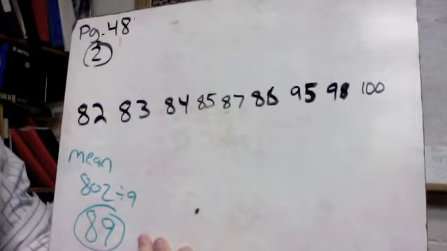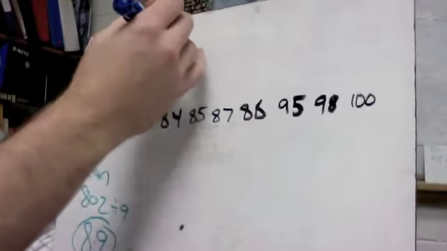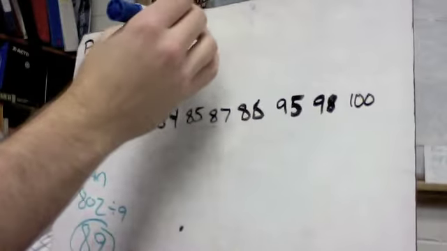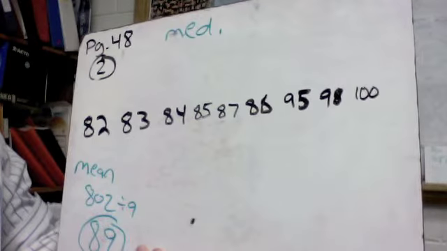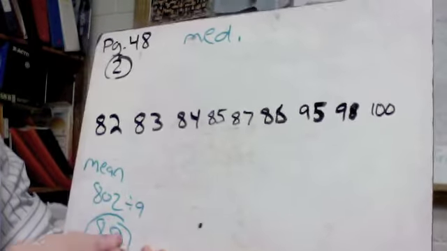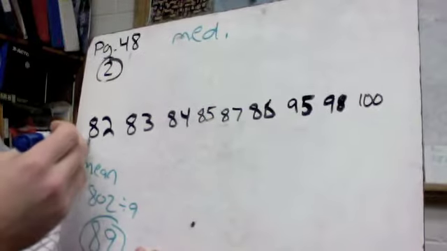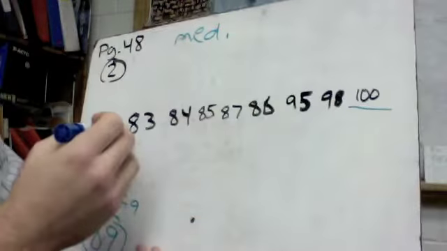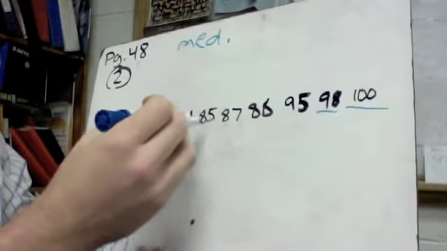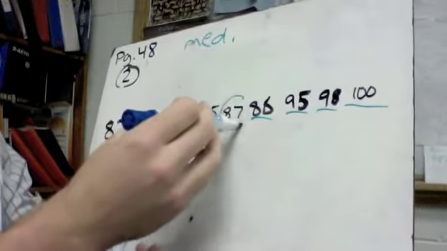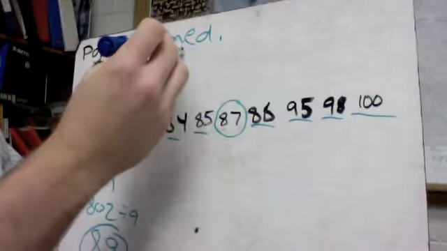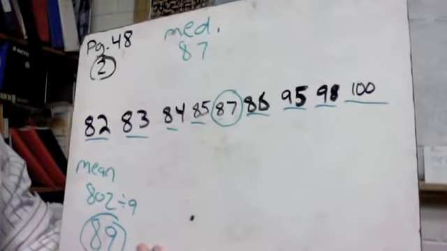For your median, median is just the middle number in the set, as long as there's not two middle numbers, and we'll talk about one of those a little bit later. In that video, what they did was basically cross one off on each side to help find the middle number. If I keep crossing off, the middle number I have left is going to be 87, so the median is going to be 87.